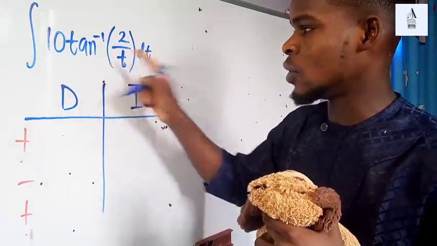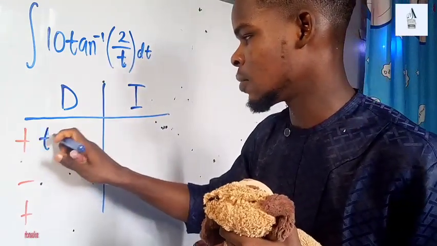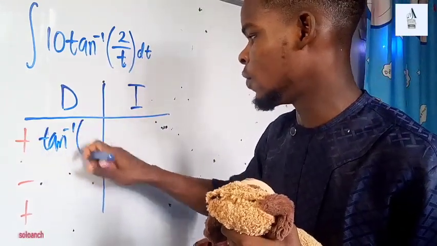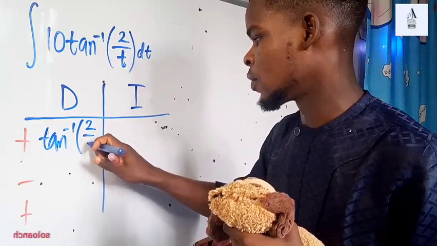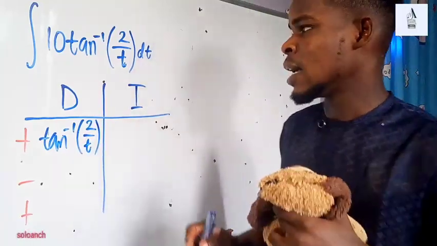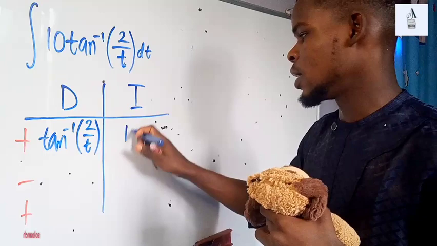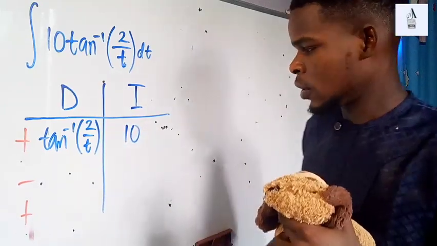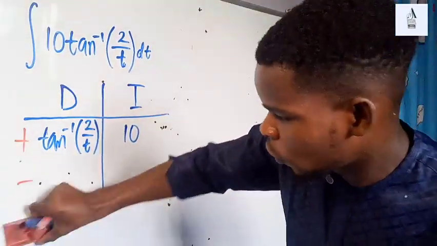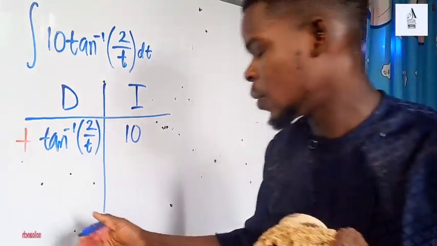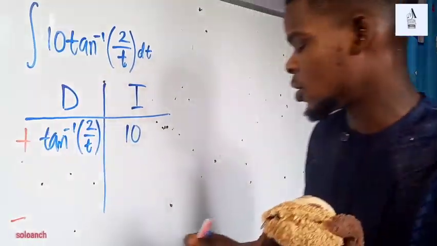So that means you just have to differentiate inverse tangent. So we go ahead with the inverse tangent of 2 over t. That's nice, and then that means we just have to integrate 10 here. There is no point for these ones. Let me just clean them up and put the negative sign here because we may need some space.